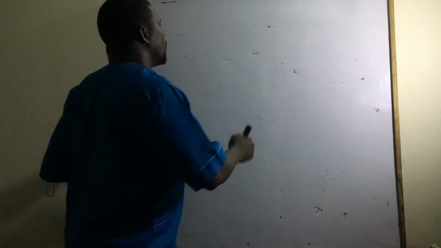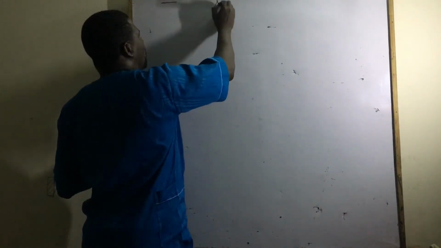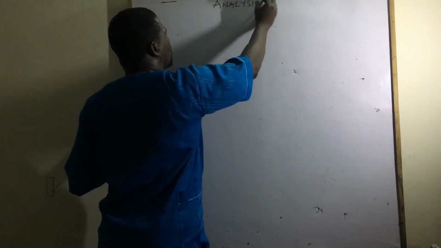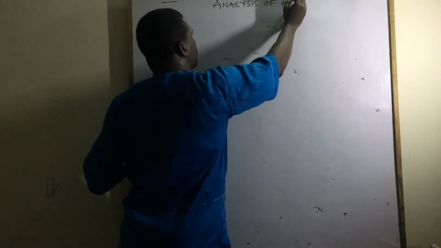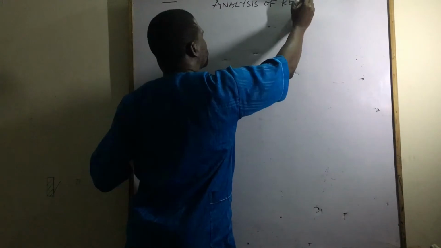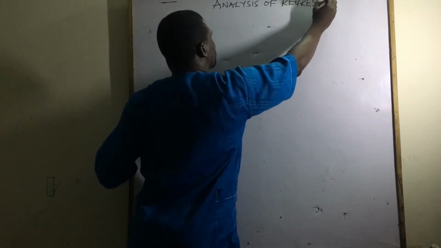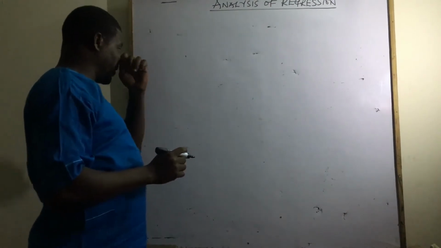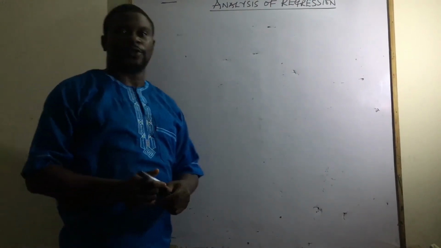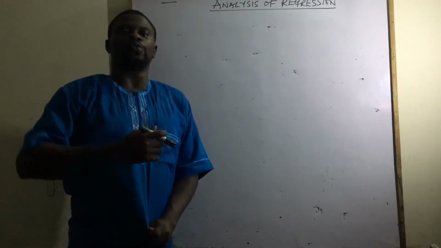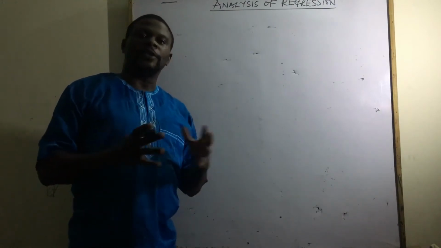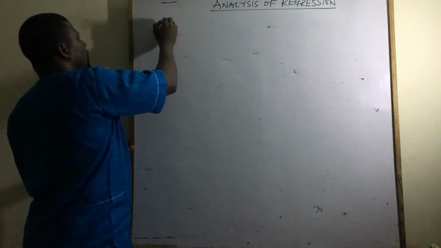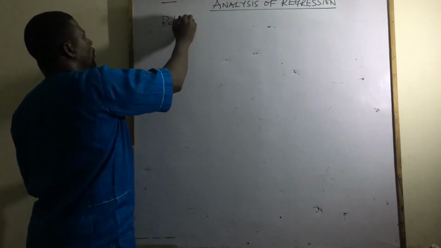Okay, we are looking at analysis of regression, or we call it regression analysis. Now, what is regression? Regression is the relationship between two variables. Relationship between two variables. That is regression.